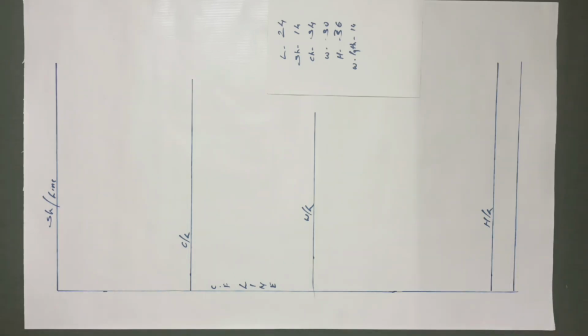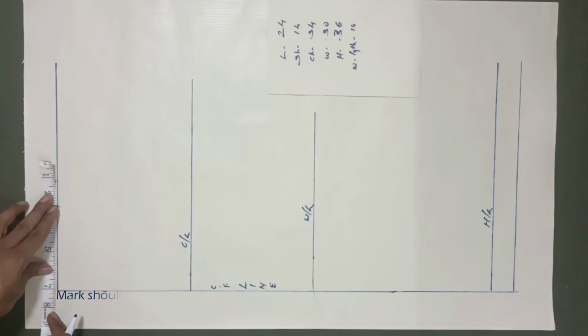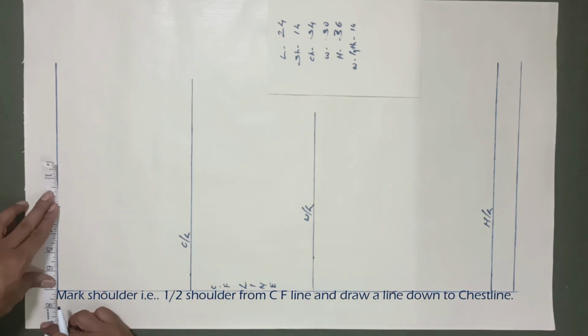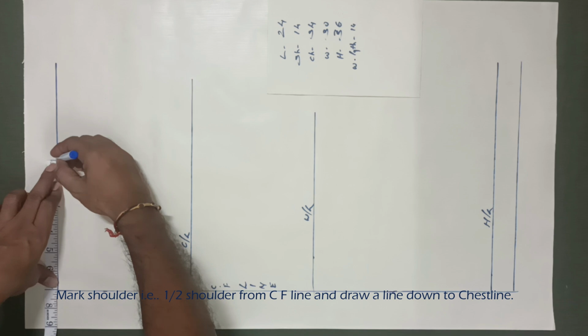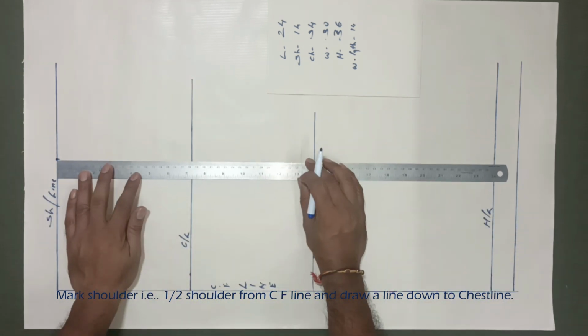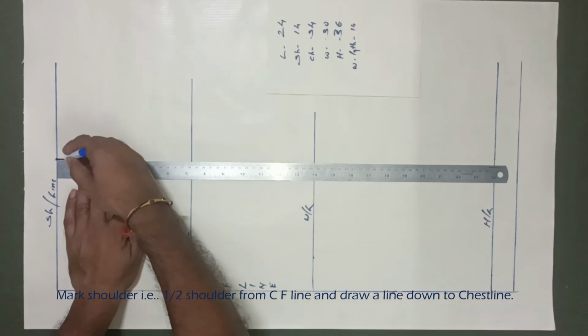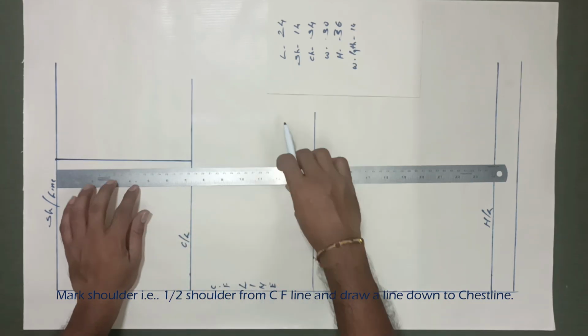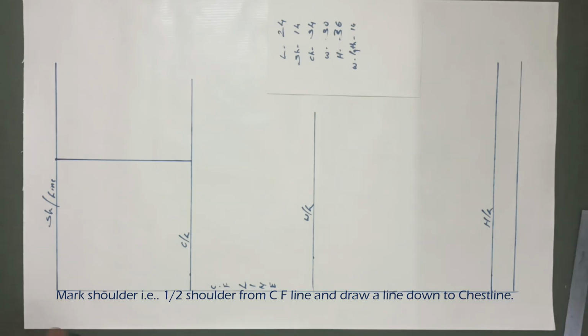Now mark the shoulder measurement, that is half of the shoulder. Shoulder is 14 inches, half of the shoulder is 7 inches. After marking, draw a line straight down to the chest line, that is, perpendicular to the chest line, as you can say as well.